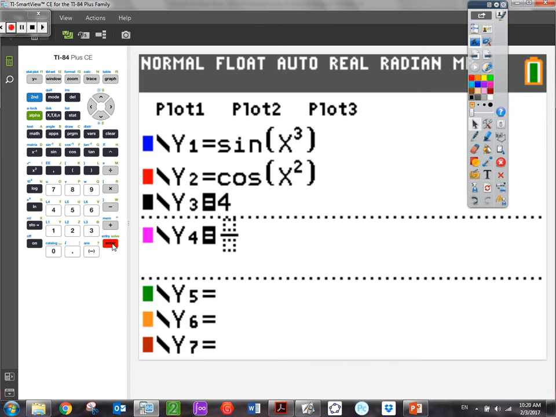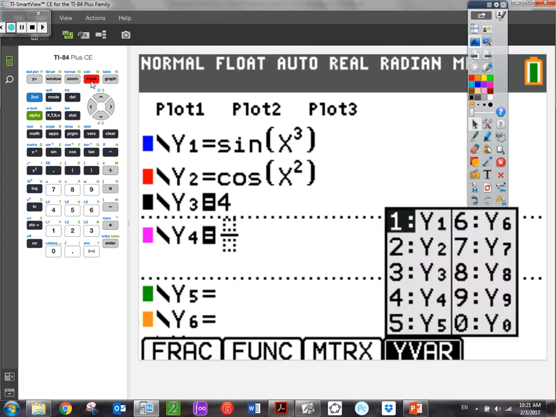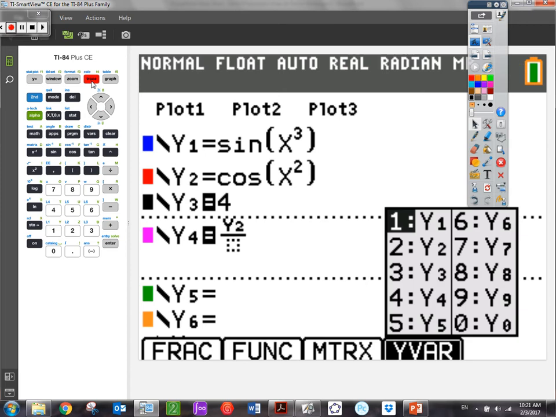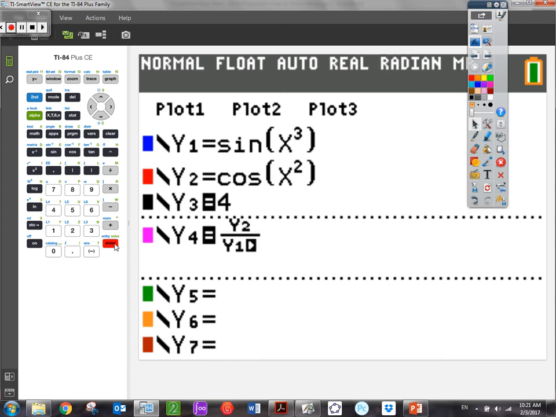So the dy/dt I put in as y2. So let's pull that down. So we do alpha, trace, and I need my y2, over, and we need our dx/dt, which I put in as y1. So alpha, trace, y1.